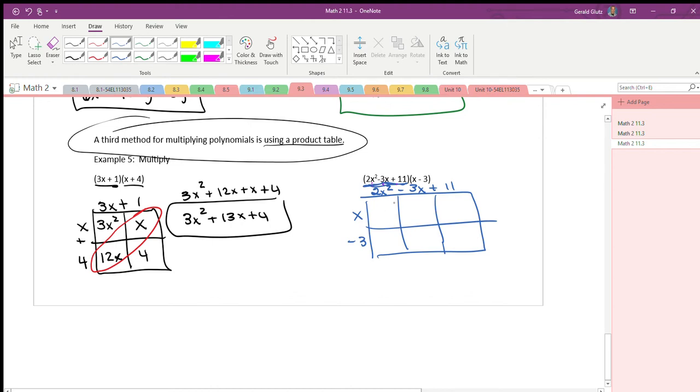So now again, I'm finding the area of each of these things. So 2x squared times x is 2x cubed. Negative 3x times x is negative 3x squared. 11 times x is 11x. 2x squared times negative 3 is negative 6x squared. Negative 3x times negative 3 is positive 9x. And then 11 times negative 3 is negative 33.